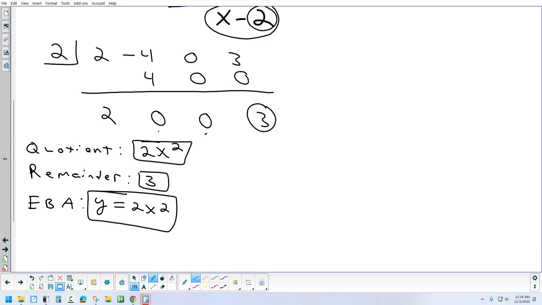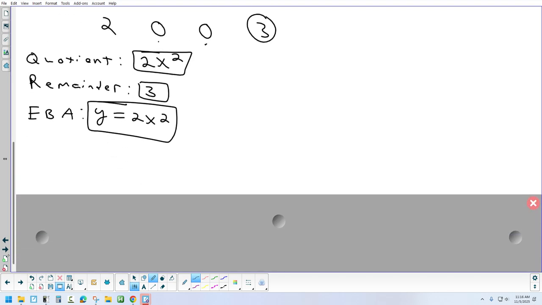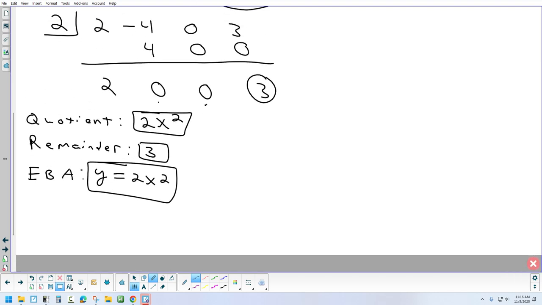That's the EBA. Is it always going to be y or f of x? Yes, you could do it either way. That's it. It's the quotient, the remainder, and the EBA. Okay. Any questions on how we found those 3 things? Okay.